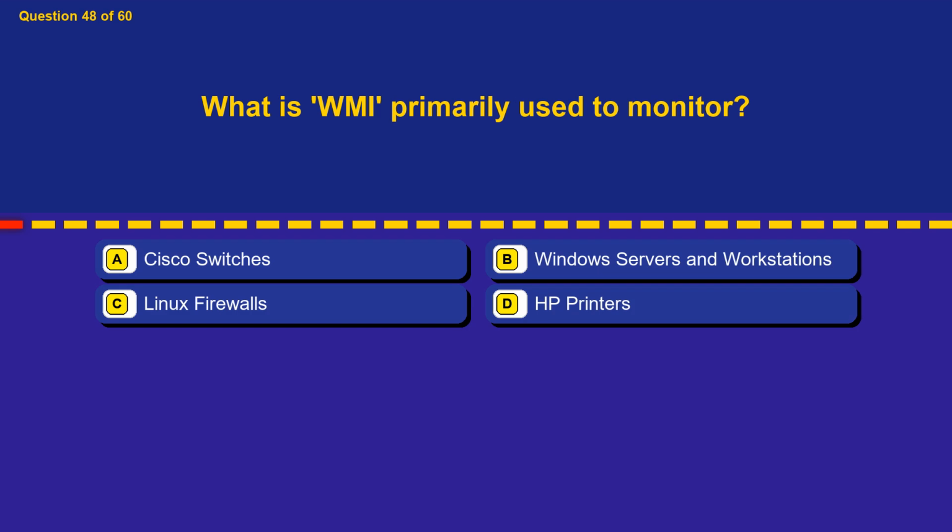Question 48. What is WMI primarily used to monitor? Option A. Cisco switches. Option B. Windows servers and workstations. Option C. Linux firewalls. Option D. HP printers.